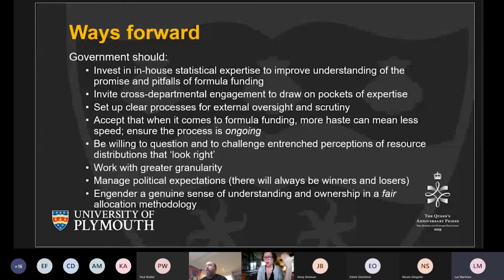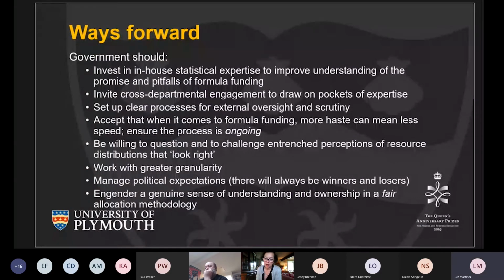But then when we apply those algorithms, they go to quite crude levels. So they'll go to a CCG or something. And the level of the patterns of service need within a particular CCG are huge. They're very, very variable. So I think that we need to start working with greater granularity and checking that our very local levels of service need are being met by service provision and resourcing. We need to manage political expectations.